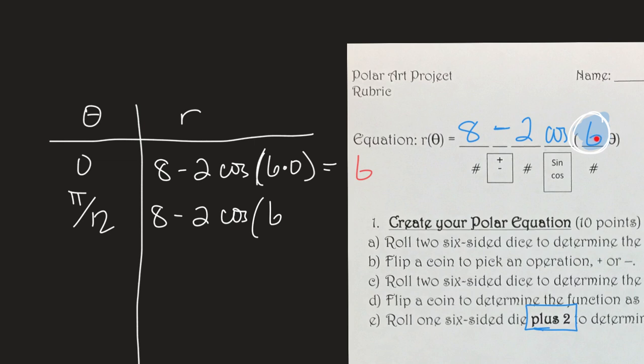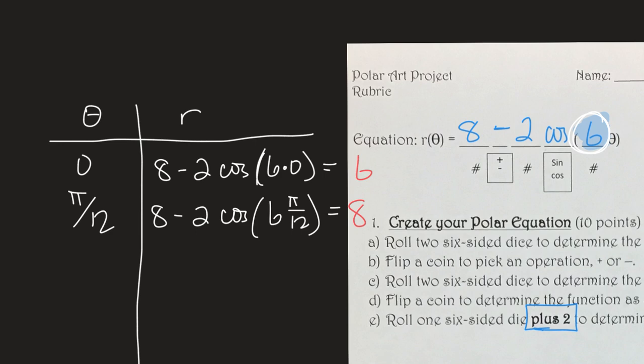If yours is a 7, then it's pi over 14. If yours is an 8, then it's pi over 16. And if yours is a 5, then it's pi over 10. Okay, and we plug this into our calculator, and my answer is 8, because of course this is 0, and 8 minus 0 is 8.